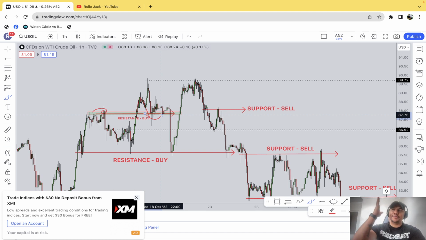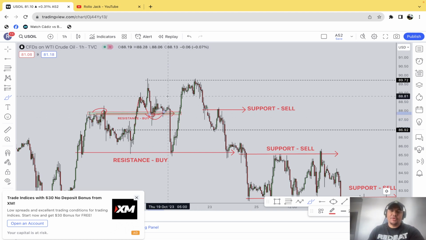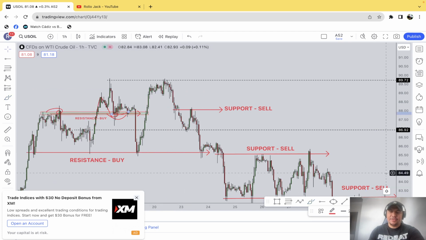When the resistance gets broken, we buy at support. Now this would have been the level where you would have got into a buy. You just buy and climb. Now we continue this move. The next move I want to speak about is this one over here, right?